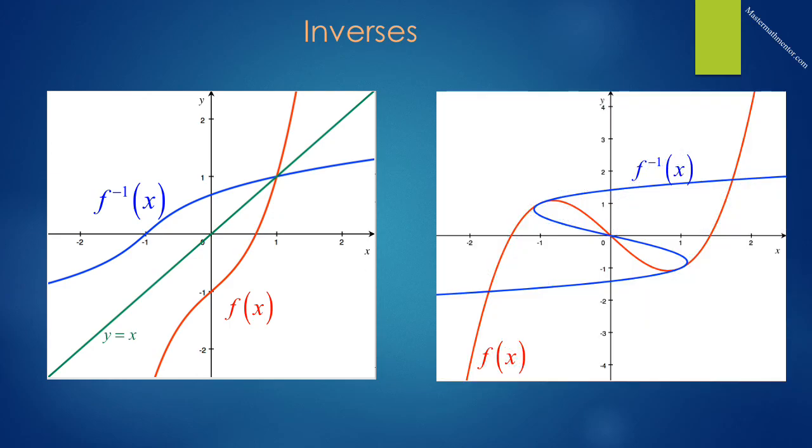In the second example, we show f of x in red, and f of x is clearly a function. Is f inverse of x a function? We can see that it isn't.